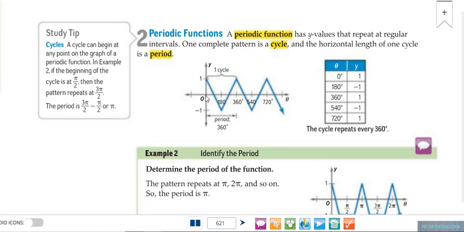and the beginning of the cycle and the end of the cycle on the x-axis, or on the theta axis, is from 0 to 360. We call it a period. So this graph repeats itself every 360 degrees, which means this is the period of the function. So it's a periodic function because it repeats itself, and the period is 360 degrees because one cycle extended from 0 to 360 degrees.